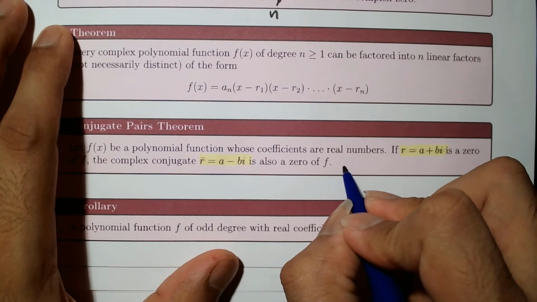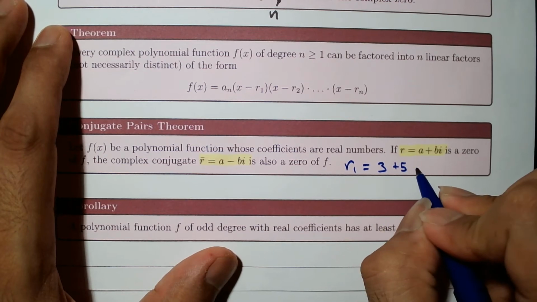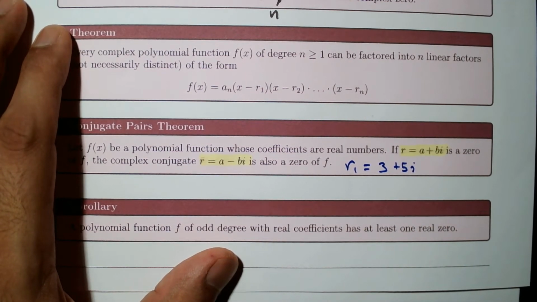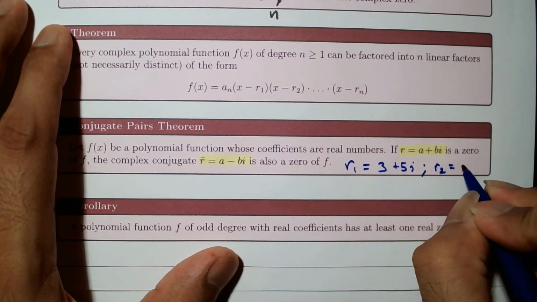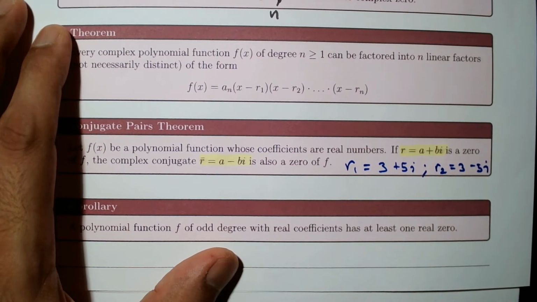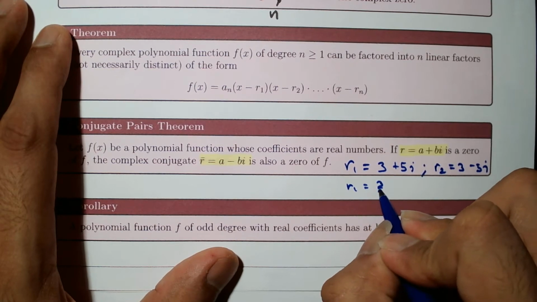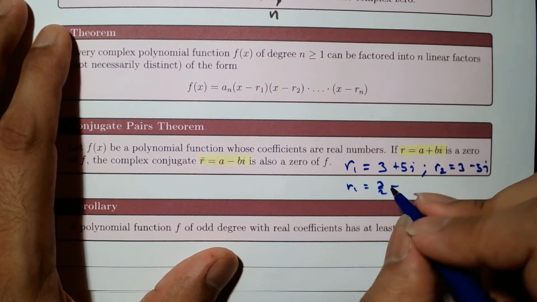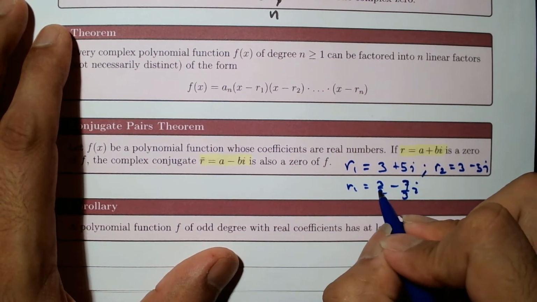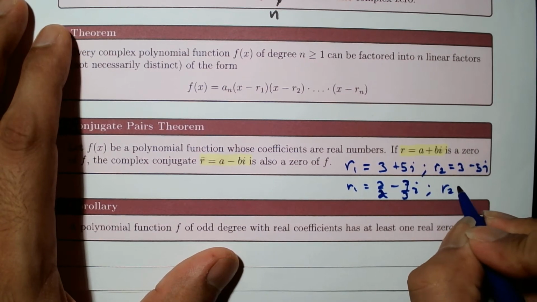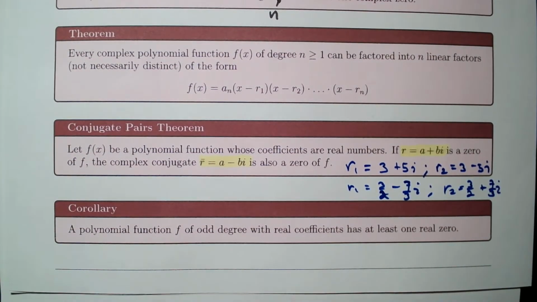For example, if r1 equals 3 plus 5i is a zero of the polynomial, well then that should be a freebie that r2 will be 3 minus 5i. On the other hand, if I have something like r1 equals 3 halves minus 7 thirds i to be one of the zeros, then strictly r2 will be 3 halves plus 7 thirds i.